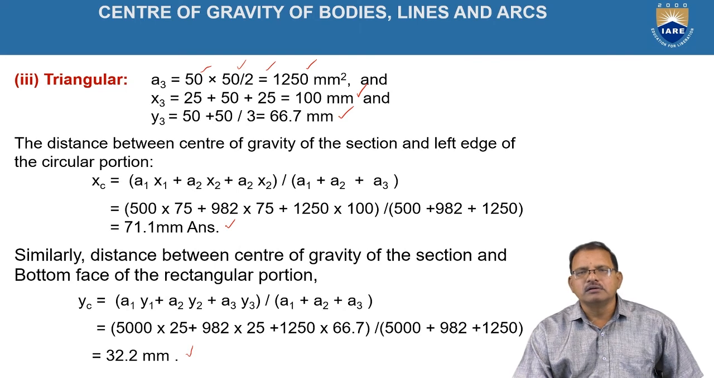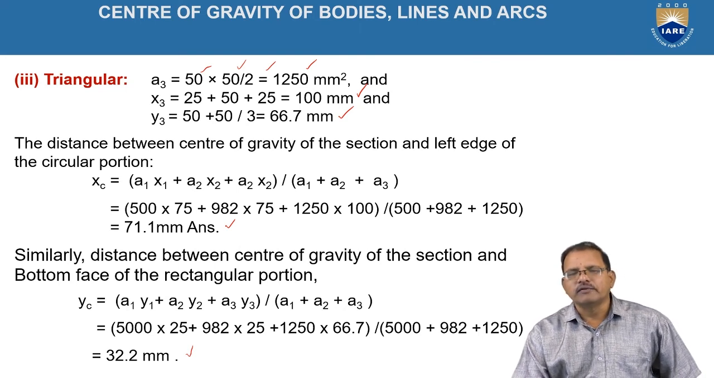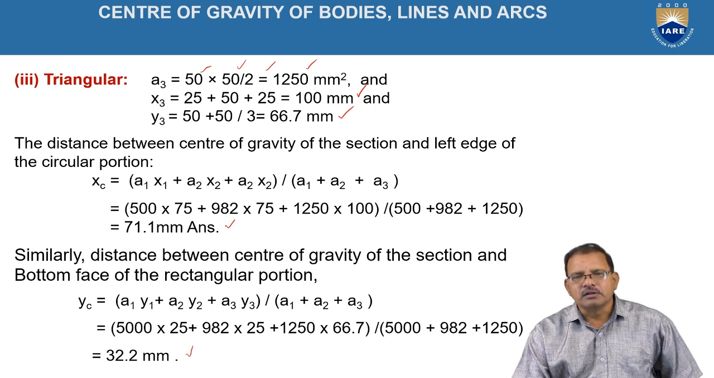When it is divided, we may get parts in the form of square, rectangle, circle, semicircle, triangle, and so on.